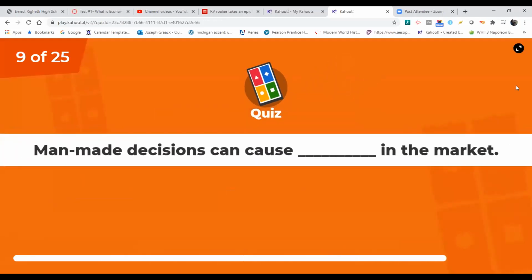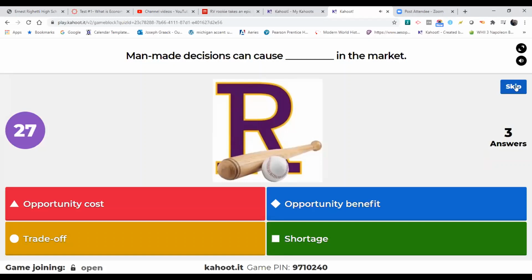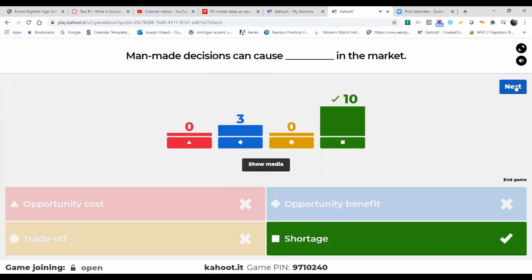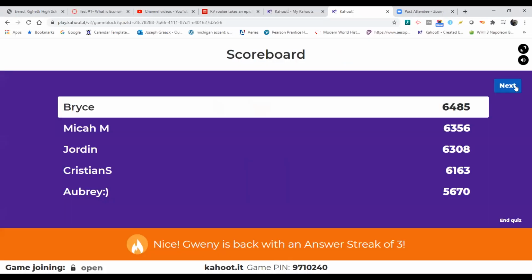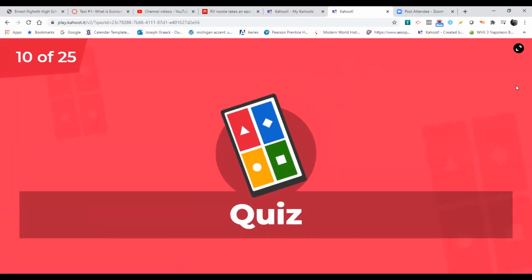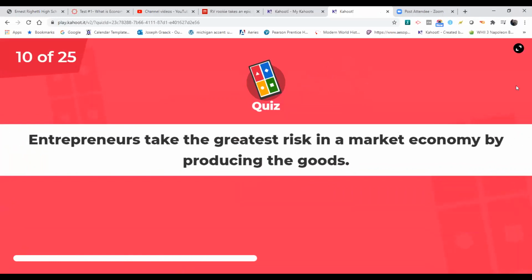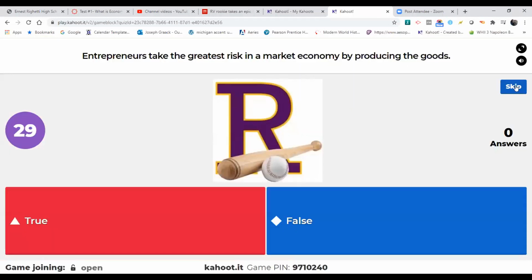Man-made decisions can cause what in the market? Shortages, right? Man-made decisions can cause shortages of goods and services. Something becomes very, very popular very fast. It's because of those decisions that we don't have enough. Entrepreneurs take the greatest risk in a market economy by producing the goods. Is that true or false?